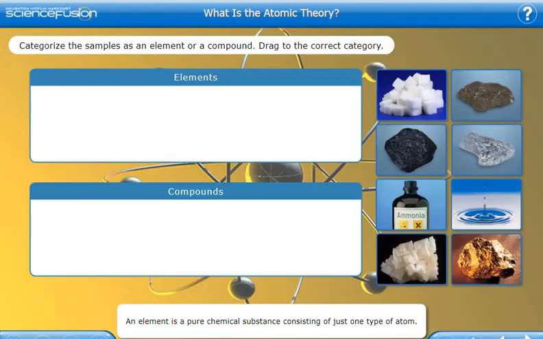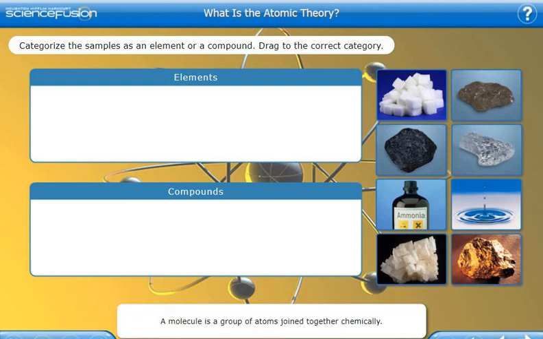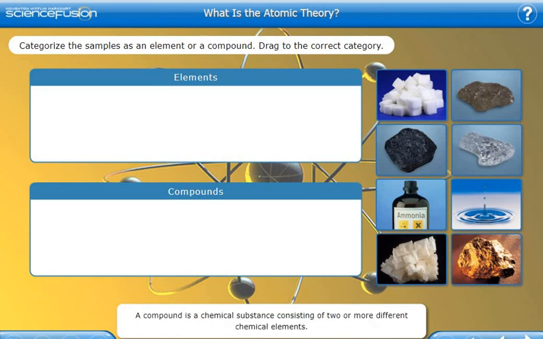An element is a pure chemical substance consisting of just one type of atom. All of the atoms in an element are identical to one another, but atoms of one element can combine with atoms of different elements to form molecules of a compound. A molecule is a group of atoms joined together chemically. A compound is a chemical substance consisting of two or more different chemical elements.